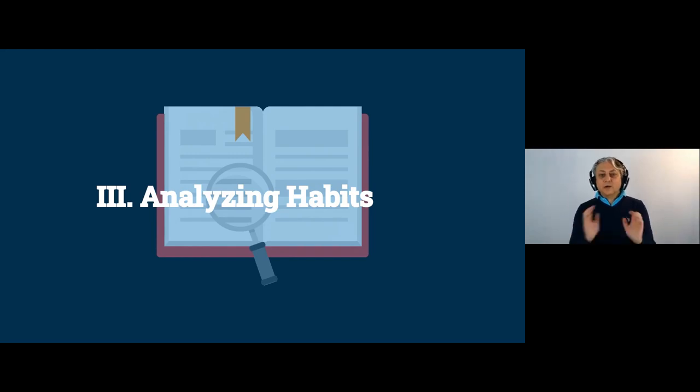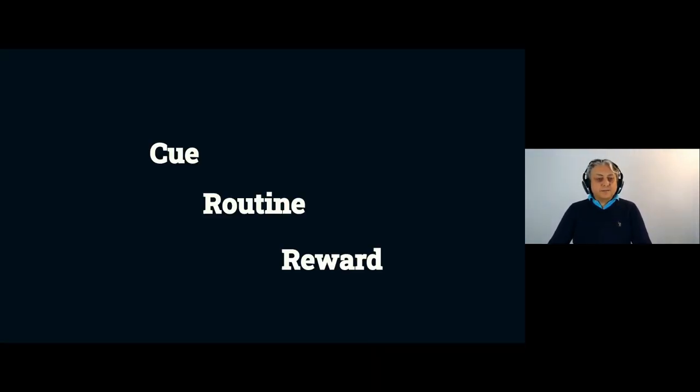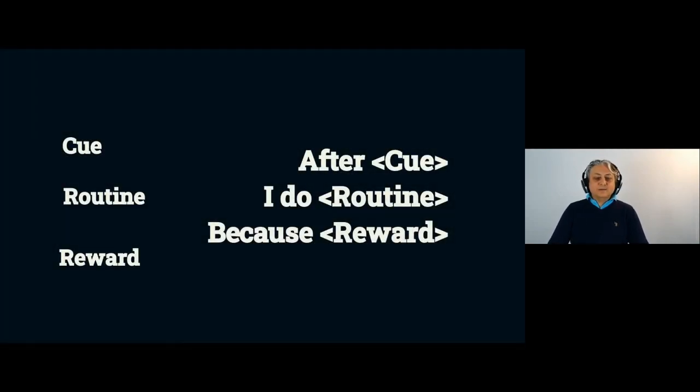All right. So now we have this groundwork, and we'll build on it, the first step being that we need to analyze the habits. We now know what habits are and where they come from. First step before adopting a new habit or changing a habit: let's analyze them. How do we analyze the habits? Well, we have this model: cue, routine, reward. So we can write a habit in this form: after a cue, I do a routine because of a reward.